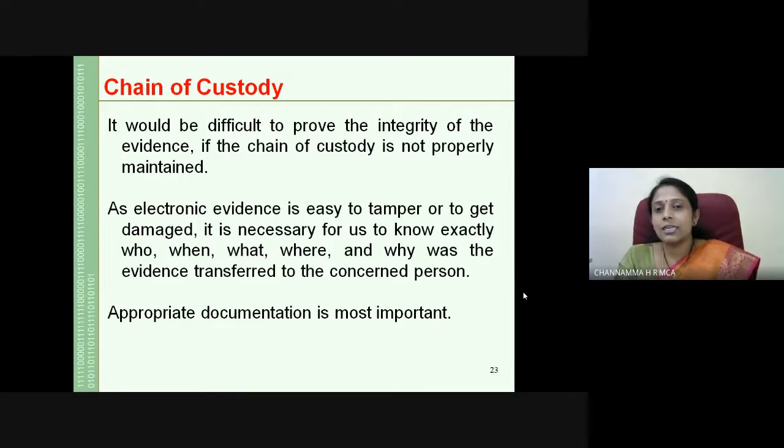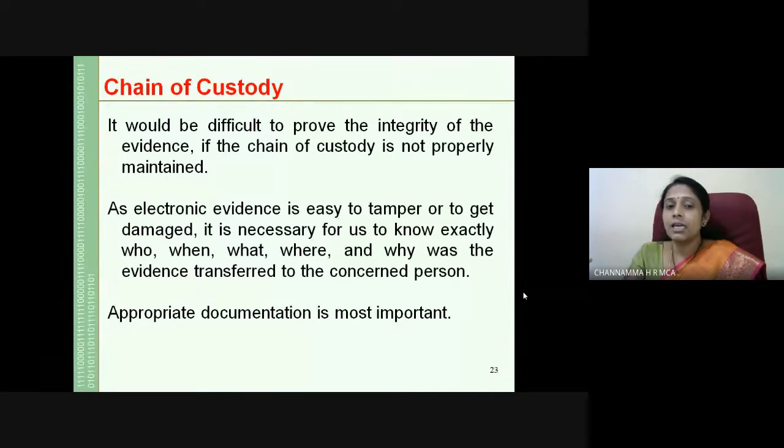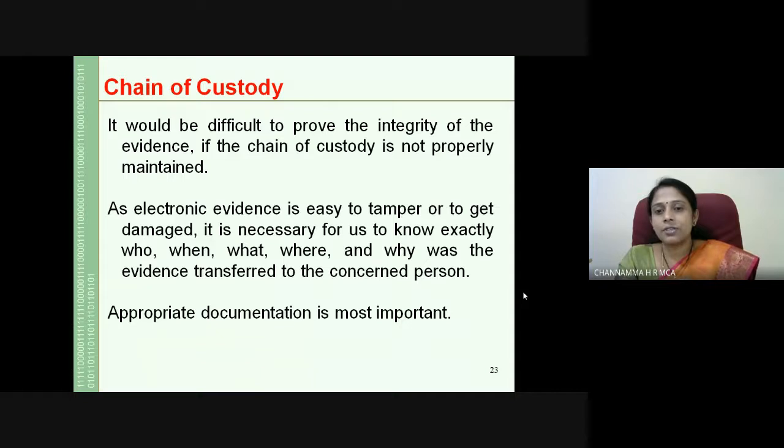As electronic evidence is easy to tamper with or to get damaged, it is necessary for us to know exactly who, when, what, where, and why the evidence was transferred to the concerned person. So 5 W's and 1 H are very important. Everything has to be answered with these 5 W's and 1 H. In that way, the documentation must be done, and appropriate documentation is very important.